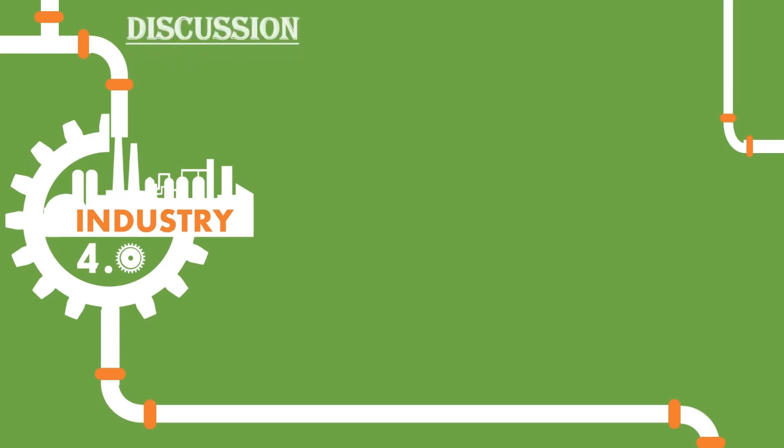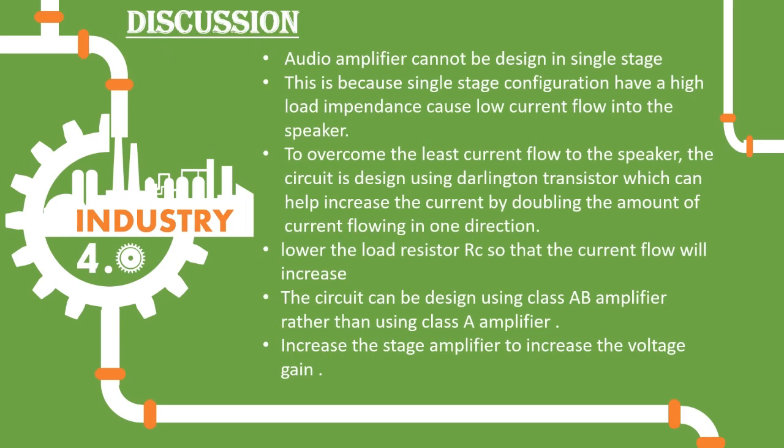In this project, we can discuss that the audio amplifier cannot be designed in a single stage. This is because a single stage configuration has a high load impedance, causing low current flow into the speaker. To overcome the low current flow into the speaker, the circuit is designed using a Darlington transistor, which can help increase the current by doubling the amount of current flowing in one direction. Besides that, we can also lower the load resistor RC so that the current flow will be increased.